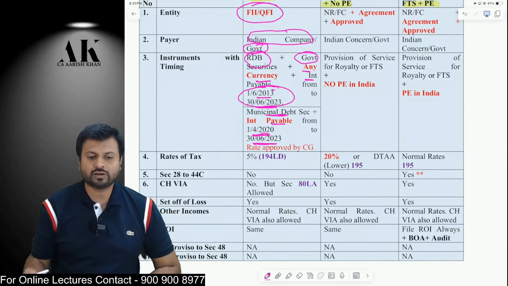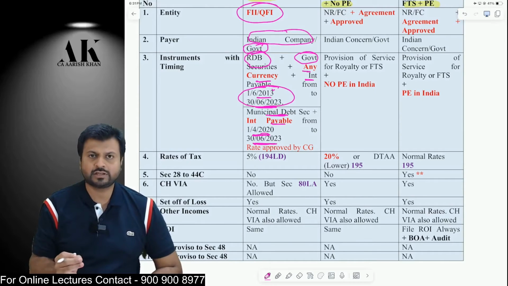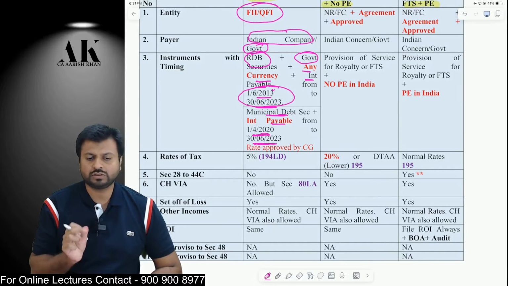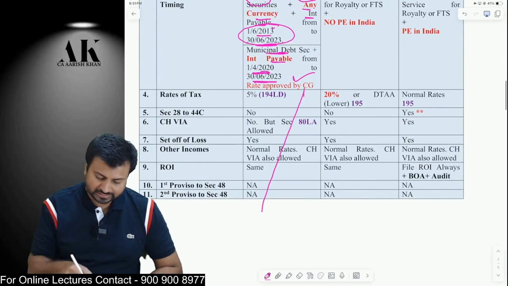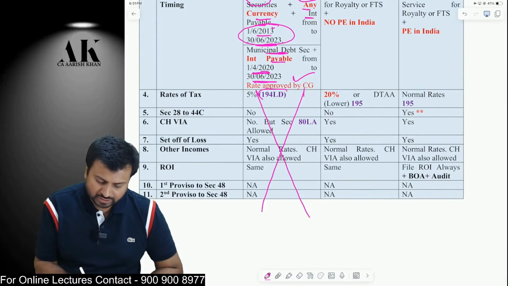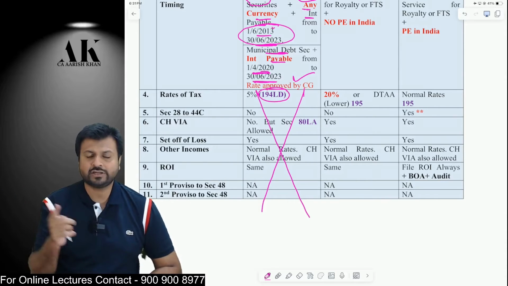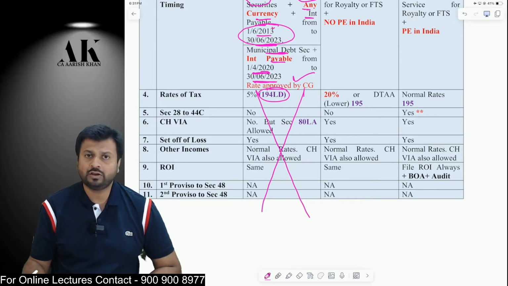So there are in all three securities mentioned over here: government security, rupee denominated bond, and municipal debt security. For municipal debt security, the time period is shorter, from 2020 to 2023. Here also the rate of interest will be approved by the central government. Rest all is same as the previous three sections. The section of TDS changes everywhere. In the first section it is 195. In the next three sections it is 194LB, LC, and LD, in alphabetical order. I hope it is clear with you.